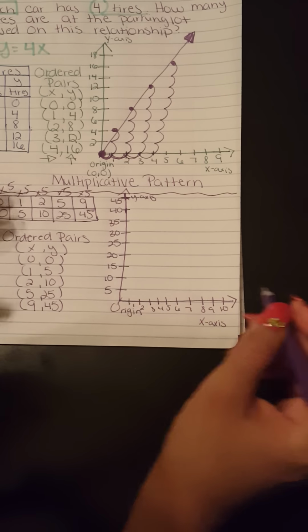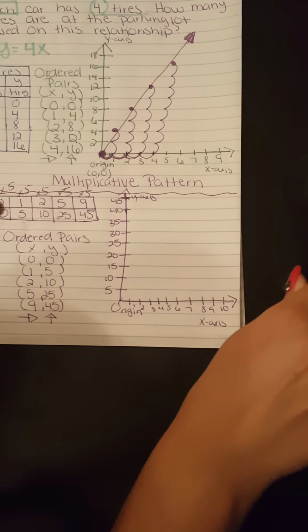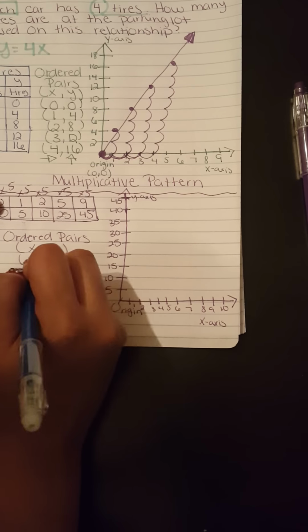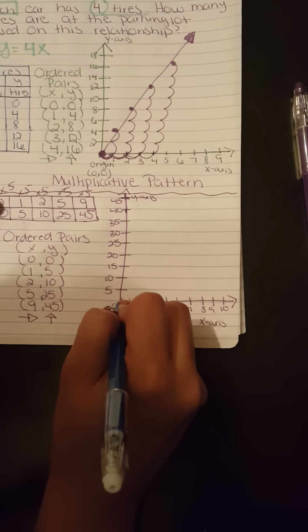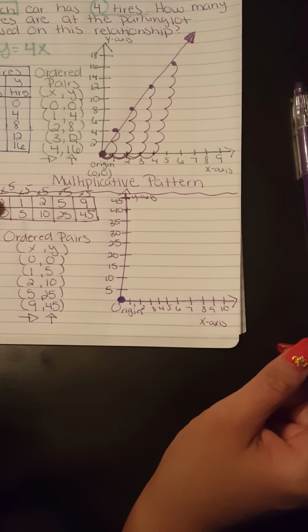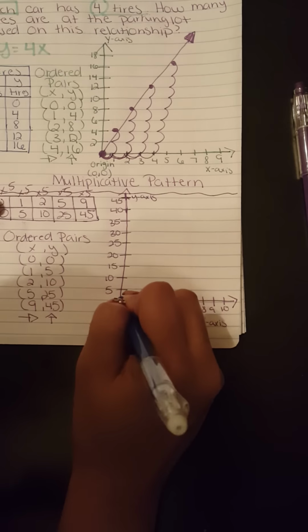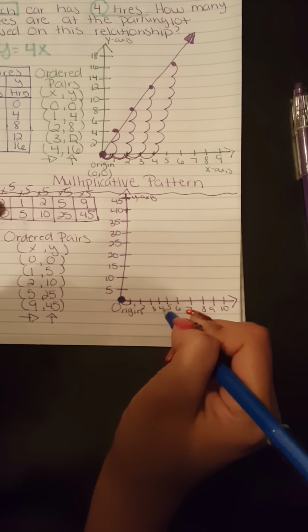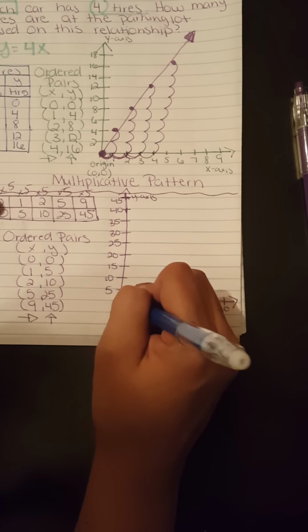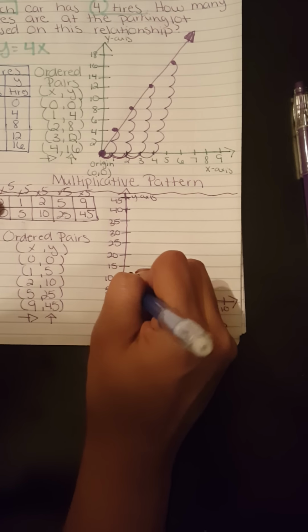Okay, we're going to move right on up. 0 units to the right, so I'm going to stay at the origin. And 0 units up, still at the origin. That's the first clue that this is a multiplicative pattern, because multiplicative patterns always start at the origin. Then we have 1 unit to the right, and then 5 units up, but remember that we're skip counting by 5s. So 5, and that's it.